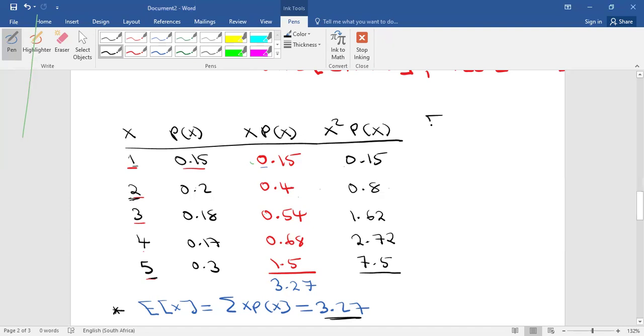Remember, expected value of x is 3.27. We've already found it. I think the answer for 5 is 0.135 for x squared p5. For x is 5, it should be 0.135, not 7.5. It should be 0.135.